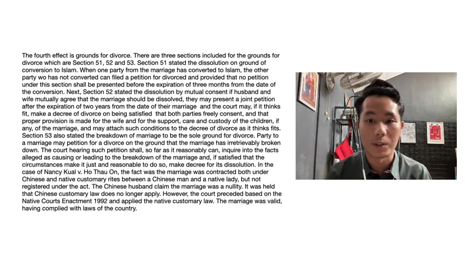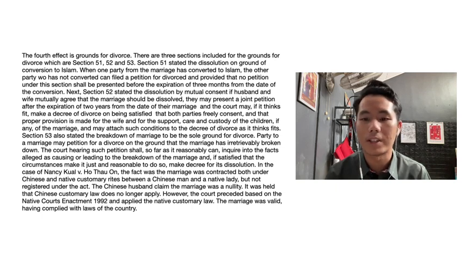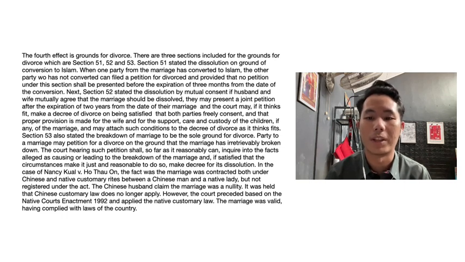Next, Section 52 states the dissolution by mutual consent. If husband and wife mutually agree that the marriage should be dissolved, they may present a joint petition after the expiration of 2 years from the date of their marriage, and the court may, if it thinks fit, make a decree of divorce on being satisfied that both parties freely consent and that proper provision is made for the wife and for the support, care, and custody of the children, if any of the marriage, and may attach such condition to the decree of divorce as it thinks fit.